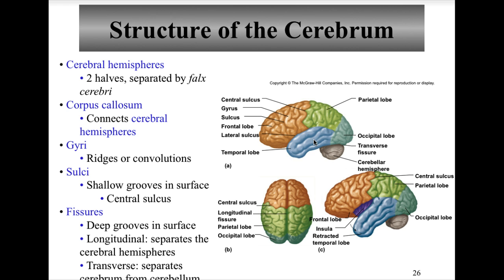The convolutions are separated by 2 types of grooves. You have sulci, which are shallow grooves in the surface, and basically you have 2 of them: the central sulcus, which separates the frontal and parietal lobes, and the lateral sulcus, which separates the temporal lobe from the others. And then you also have fissures, and a fissure is a deep groove in the surface. The longitudinal fissure separates the cerebral hemispheres, and the transverse fissure separates the cerebrum from the cerebellum.